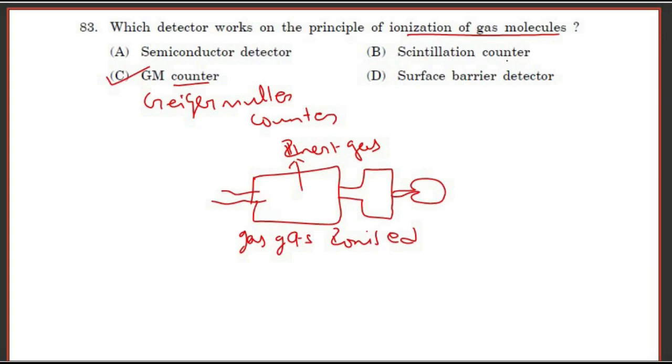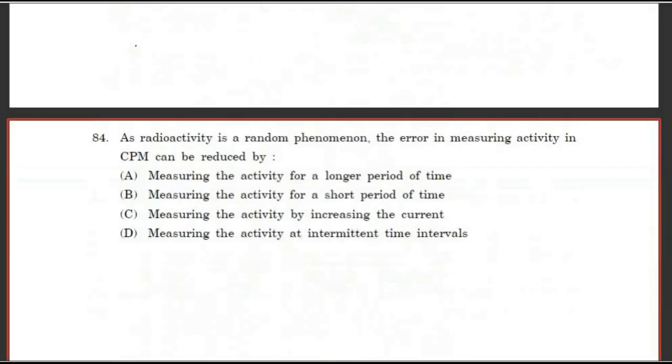Here option B, scintillation counter, is nothing but a photon emission, and this option is ruled out. Semiconductor detector was not used here, hence option A is also wrong. Option C is the correct answer.